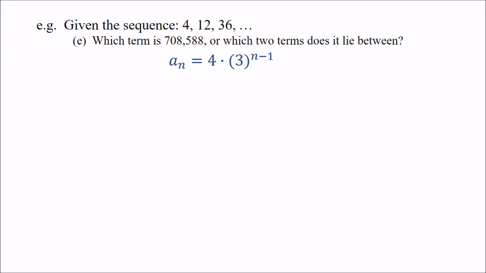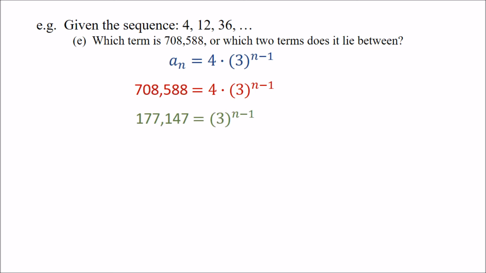Again, bringing up my formula from part C, a sub n equals 4 times 3 to the n minus first power. And now I'm substituting 708,588 in for all of a sub n. It's not the subscript. I'm asked which term, so I'm looking for the subscript. I'm looking for the value of n. In other words, 708,588 is the value of the entire term. It's not the subscript.